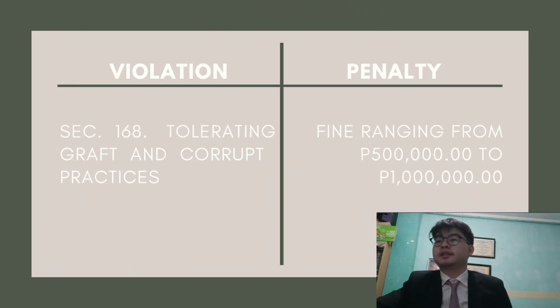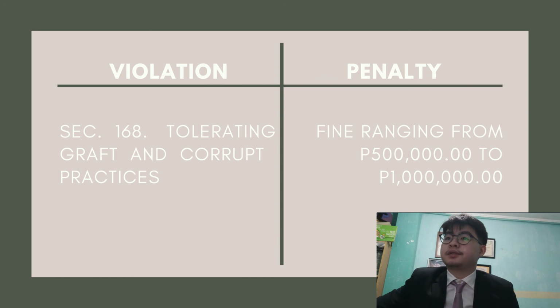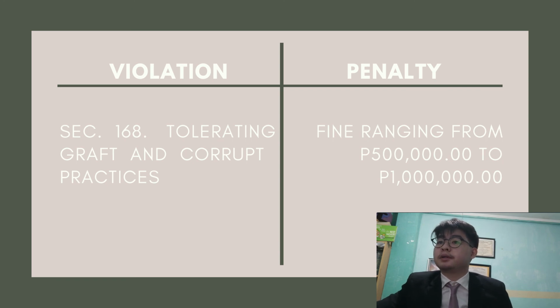Section 168. Tolerating graft and corrupt practices. A director, trustee, or officer who knowingly fails to sanction, report, or file the appropriate action with the proper agencies, or allows or tolerates the graft and corrupt practices or fraudulent acts committed by a corporation's directors, trustees, officers, or employees, shall be punished with a fine ranging from 500,000 pesos to 1 million pesos.